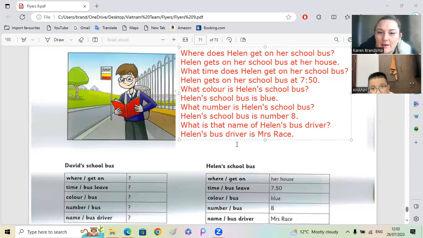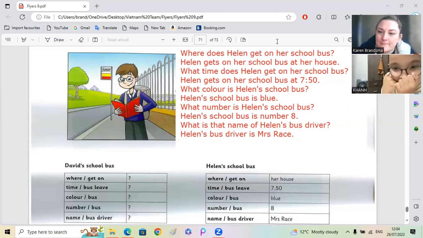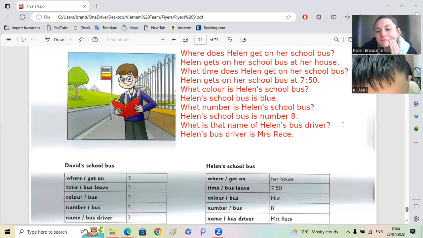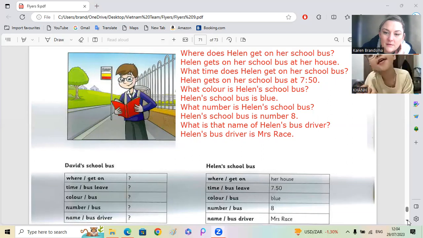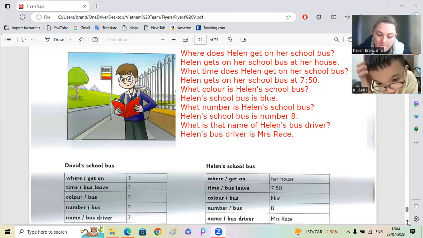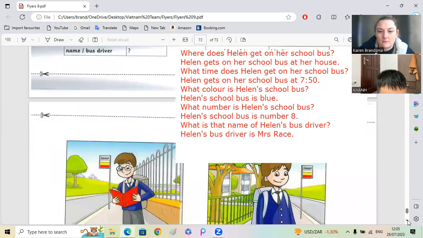Okay, let's read it quickly, Khanh. Where does Helen get on her school bus? At her house. What time does Helen get on her school bus? Helen gets on her school bus at 7:50. 10 to 8. What color is Helen's school bus? Helen's school bus is blue. What number is Helen's school bus? Helen's school bus is number 8. What is the name of Helen's bus driver? Helen's bus driver is Mr. Grace.